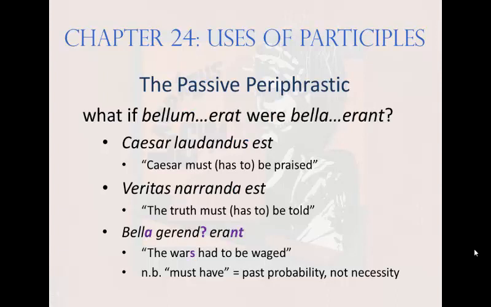So what if bellum, in the last example, were plural, bella, wars? Well, first that means the verb would have to become erant. But how would changing the number of bellum affect the gerundive? Of course, it would have to become gerenda to agree with bella.